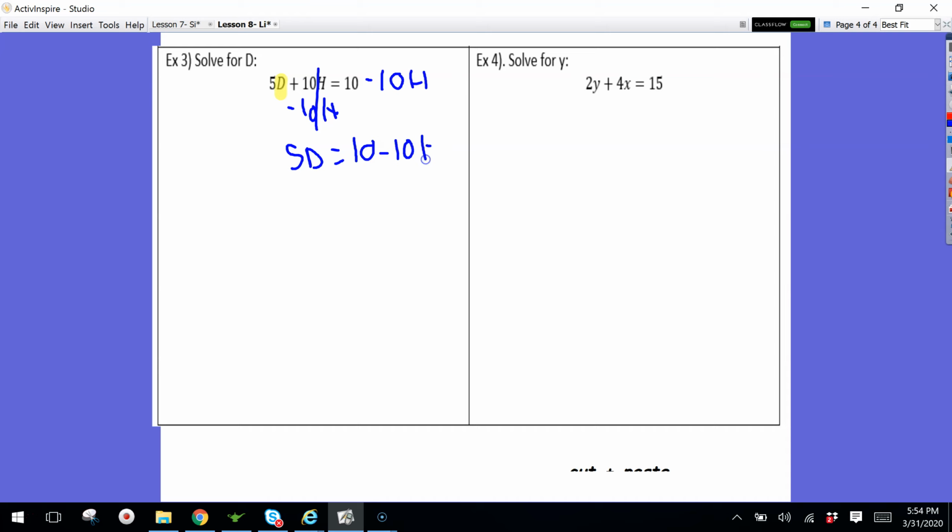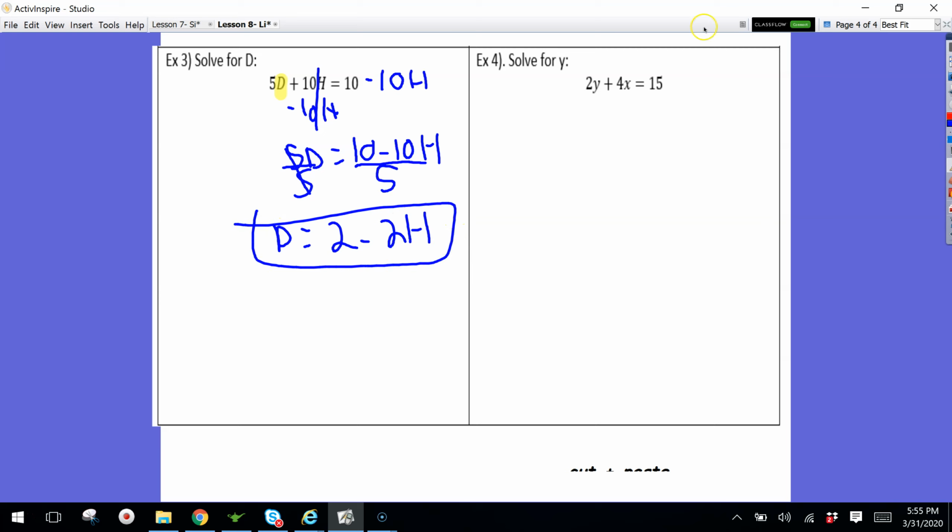When I do this, I'm just basically giving you an expression of what that would be. I cannot combine the 10 and the 10h because they do not both have an h. They're not like terms. And now the next thing I would do to solve for d is to get rid of the multiplying by 5 by dividing both sides by 5. So I'm dividing both sides by 5, and in this case with division and multiplication, everything needs to be divided. So that means I need to divide the 10 by 5, which would give me 2, and the negative 10h by 5, which would give me negative 2h.